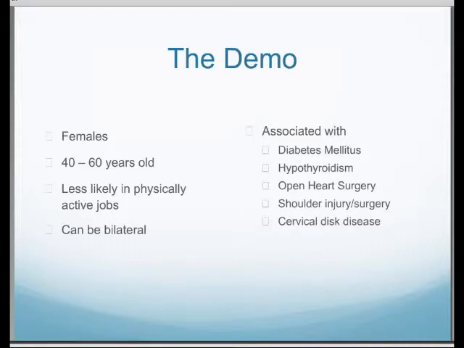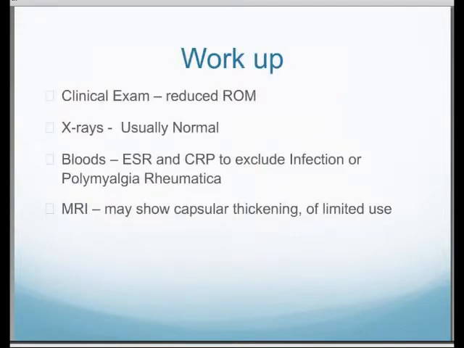So the workup: clinical exam shows no focal point of tenderness, and a broad reduced range of motion in all degrees of freedom. X-rays are usually normal. You can have some element of osteopenia, disuse osteopenia, but generally they're reported as being normal. If you have other pathology going on, such as arthritis, that can indicate that it's not frozen shoulder, but there's another primary pathological process going on.